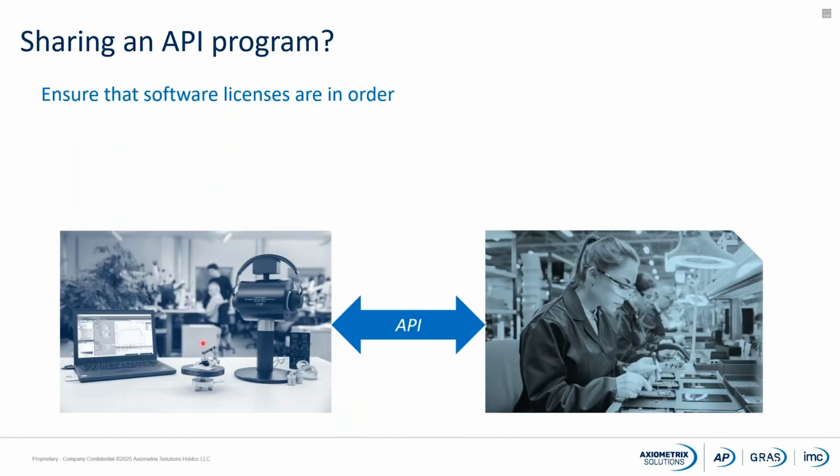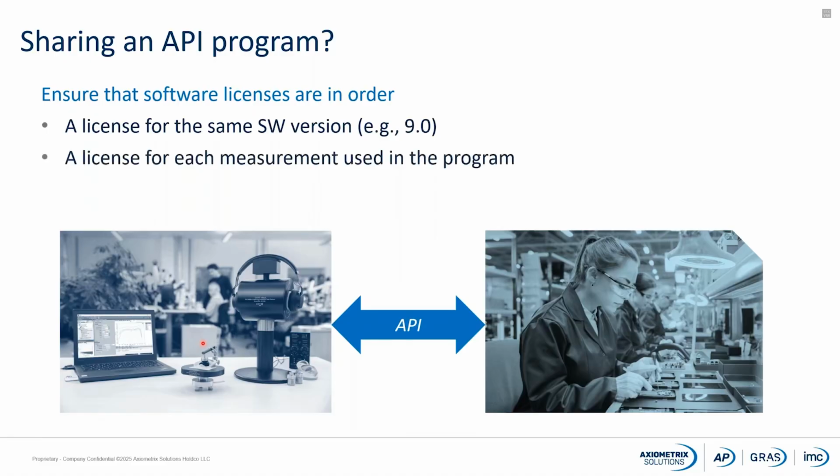If you intend to share your program or script with a colleague or with another team, then you need to make sure that your software licenses for everyone are in order. And what that means specifically is everyone needs a license for the same software version, and then also a license for each measurement that you use in your program. And these licenses track the analyzer, not the PC or the user.